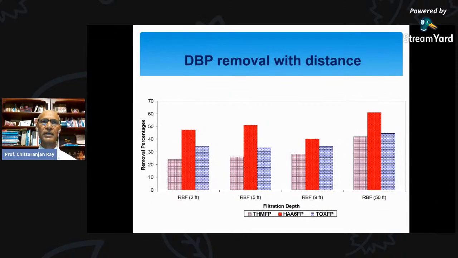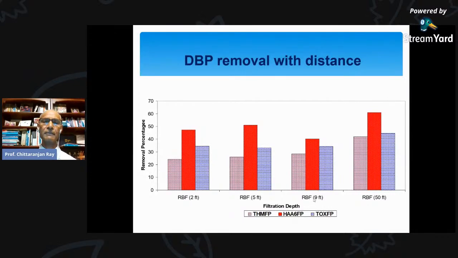Right now, the trihalomethane limit for drinking water is about 60 micrograms per liter. Before, this utility was getting about 100 or so. Now with this riverbank filtration system, they don't have to deploy any additional treatment systems or powdered activated carbon for trihalomethane removal.